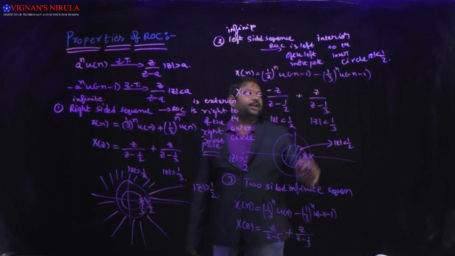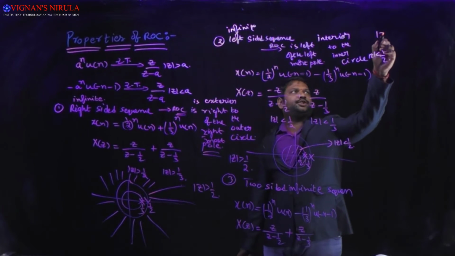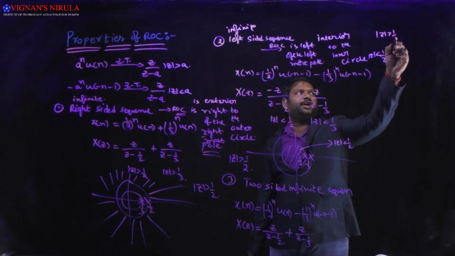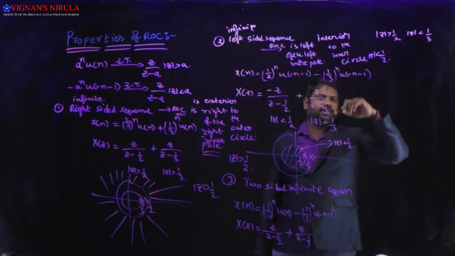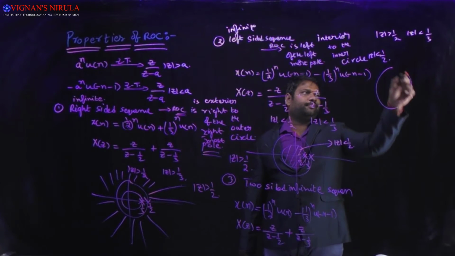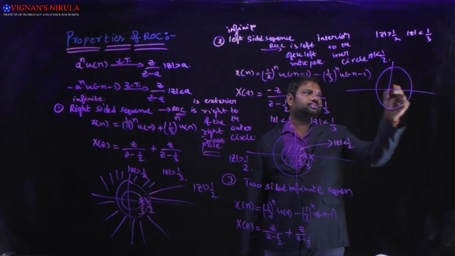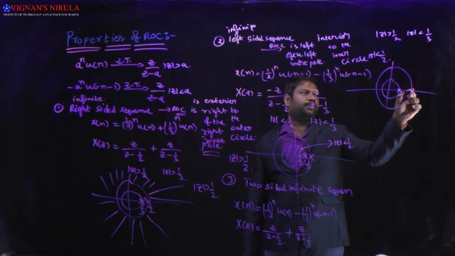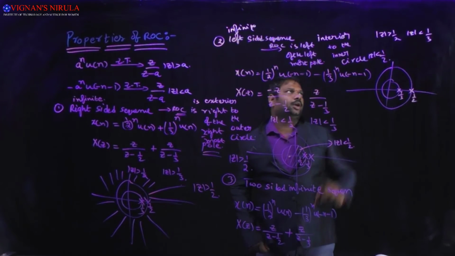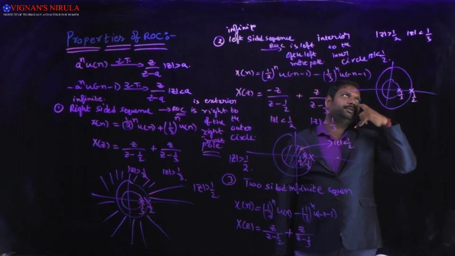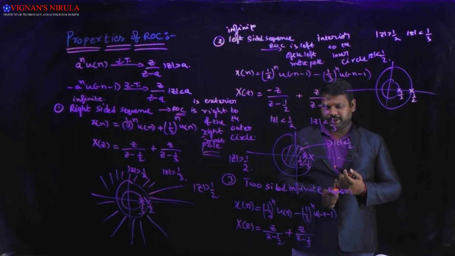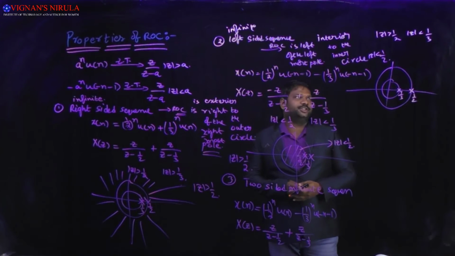For this particular one, the z transform is for mod z greater than 1/2, and for the second one mod z will be less than 1/3. If you draw the graph of that particular one, this is 1/3 and this is 1/2 circles. First one, mod z greater than 1/2, and mod z less than 1/3. Then there is no ROC, there is no intersection.